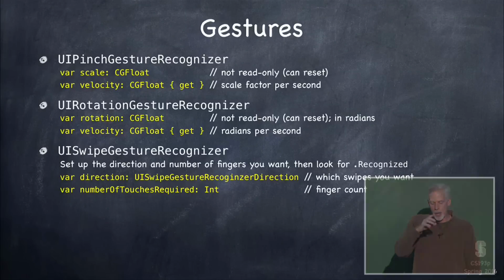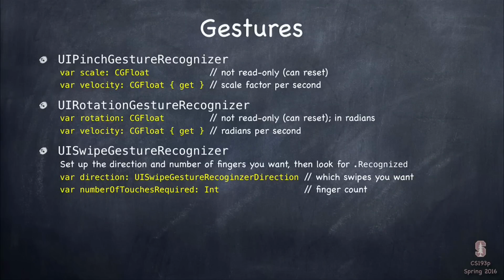Swipe gesture. The swipe gesture you usually have to configure before you use it. You have to say, do you want a left-going swipe or right-going swipe or up or down? And also two-finger swipe or one finger or three fingers. You have to configure that. Then you add the gesture recognizer, and it'll only recognize it if all those things are true. A two-finger swipe up has to be a two-finger swipe up. Otherwise, it doesn't recognize it.